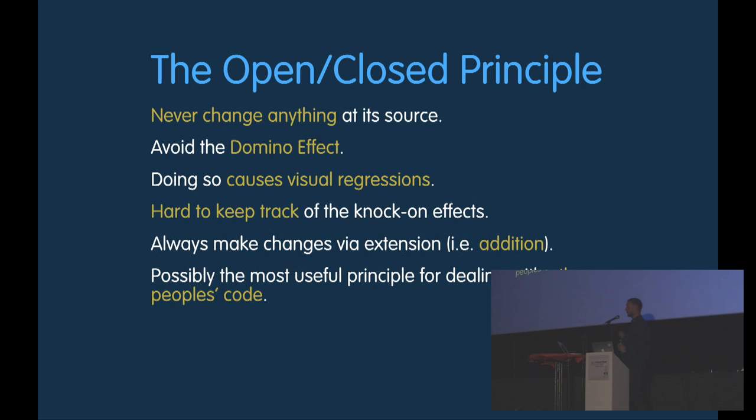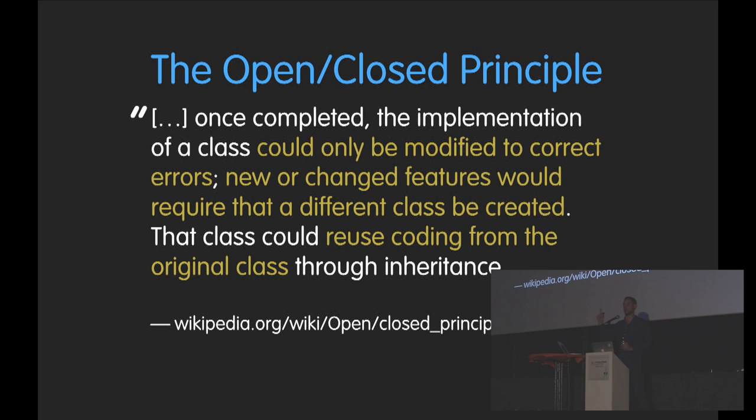So what we do is we add all of our modifications via extension. This avoids collisions and regression. It is probably the most useful principle when working with other people's code. So there is one time that we can go back and change things at source, one time and one time only. That's if there was genuinely a bug.